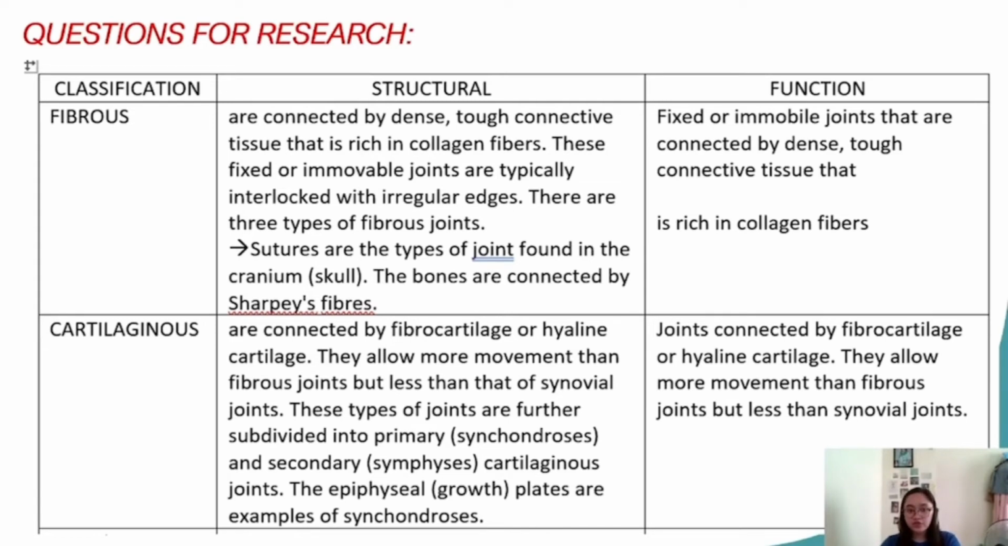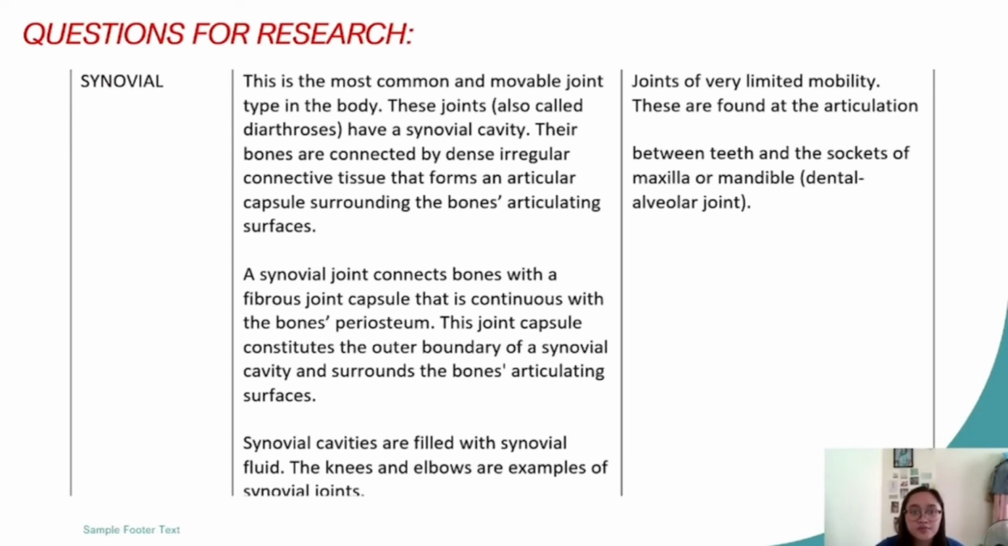and they allow more movement than the fibrous joints, but less than synovial joints. Bali tatlo po sila na joints: fibrous joints, cartilaginous, and the synovial joint. And synovial joint, this is the most common and movable joint type in the body. These joints are also called diarthroses, have a synovial cavity.